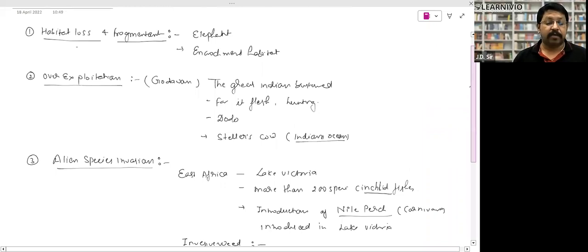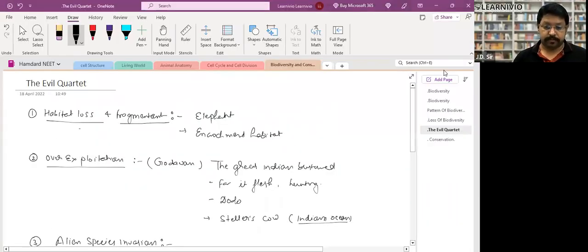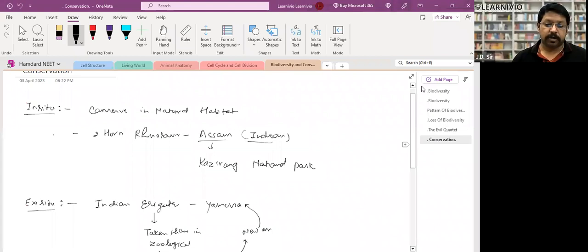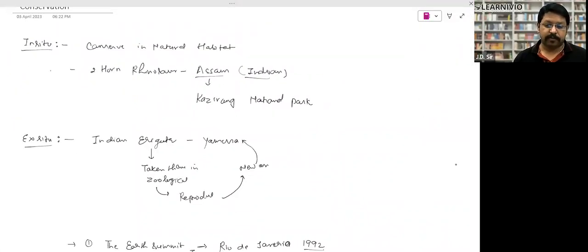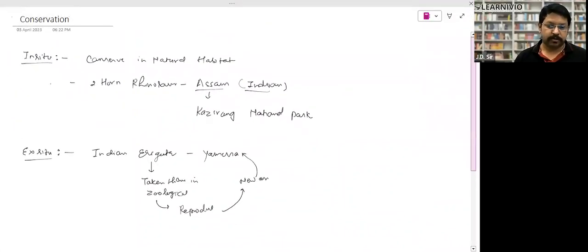Remember, it's very, very important. Not only important. Last but not the least, that is the conservation that I have explained to you in C2 and XC2 conservation. I told you.